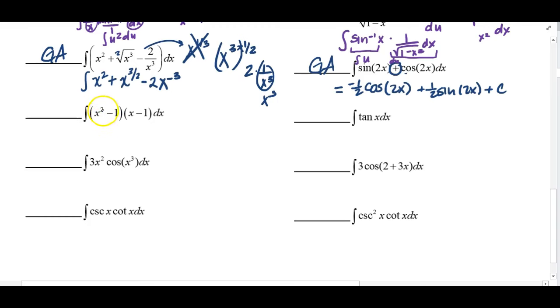On this one, I have x squared minus 1 times x minus 1. Here, general antiderivative, no, because not everything is being added or subtracted. I have this product. But I can do some algebra first. So AGA, this is going to be x cubed if I distribute, minus x squared minus x plus 1. And now, since every term is being added or subtracted, I can take the antiderivative of each one separately.